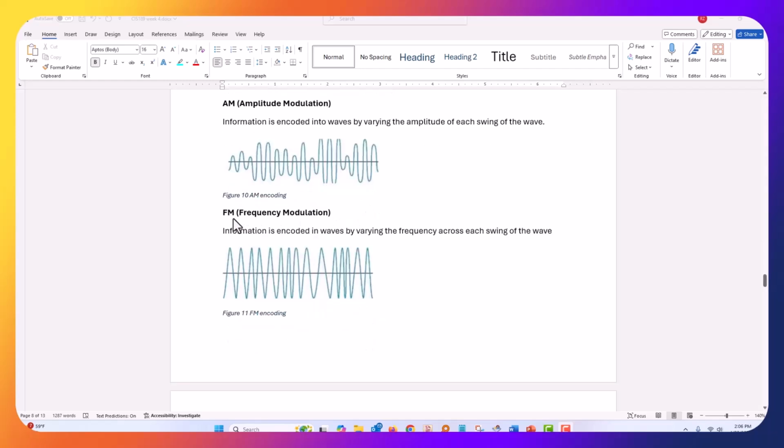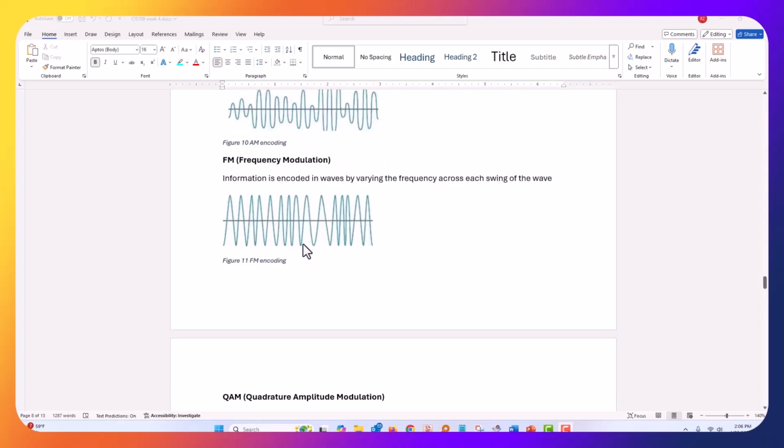FM is just changing the frequency. So here we have the frequency. Here we have a longer wavelength or lower frequency, and here we have a high frequency, and a low frequency, a higher frequency, mid-range, and so on. And so by changing the frequency, we can encode ones and zeros.